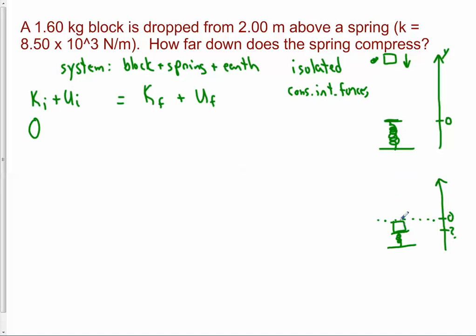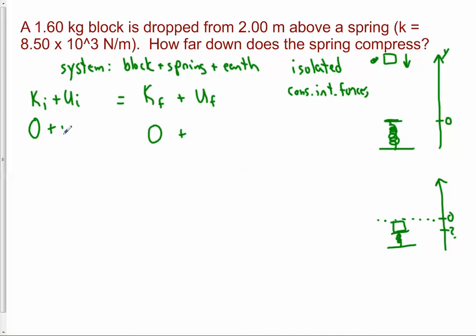And the kinetic energy at the end, when the block has compressed the spring as much as it's going to and comes to a stop, at least temporarily, will be 0. Kinetic energy is not always 0 at the beginning and the end. I just happen to be doing 2 problems in a row where that's the case. Okay, now potential energy. In the beginning, we've got all potential energy, right?